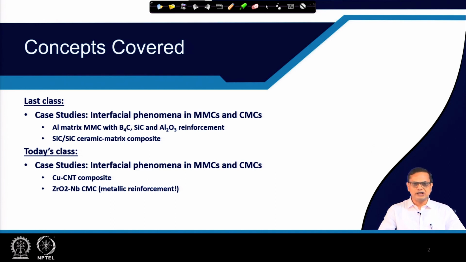So, in today's class we would like to continue along the same line, and I will be giving two examples again. One would be on MMC, the other on CMC. The first one is a copper CNT composite, and the second is a CMC where ZrO2, or zirconia, is the matrix, reinforced with niobium, a metallic reinforcement, and then we will see how the interface would be in these two cases.